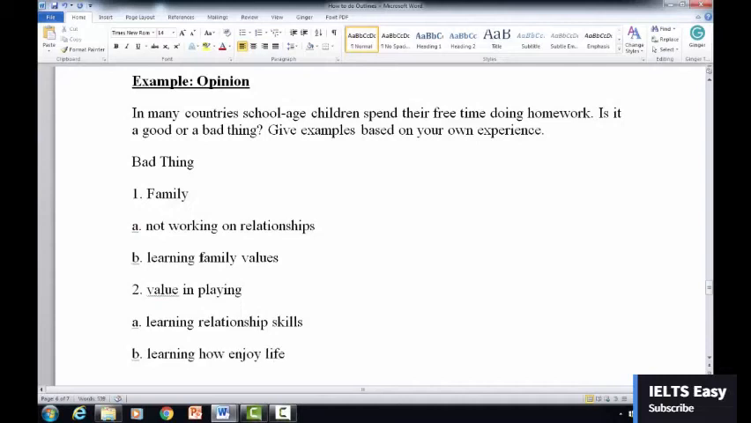Right, and so I think that they should not only use their free time for doing homework, because there's a lot of value in playing. You can learn relationship skills, and you can learn how to enjoy life. Okay, so these are the things that I'm going to talk about in this essay.